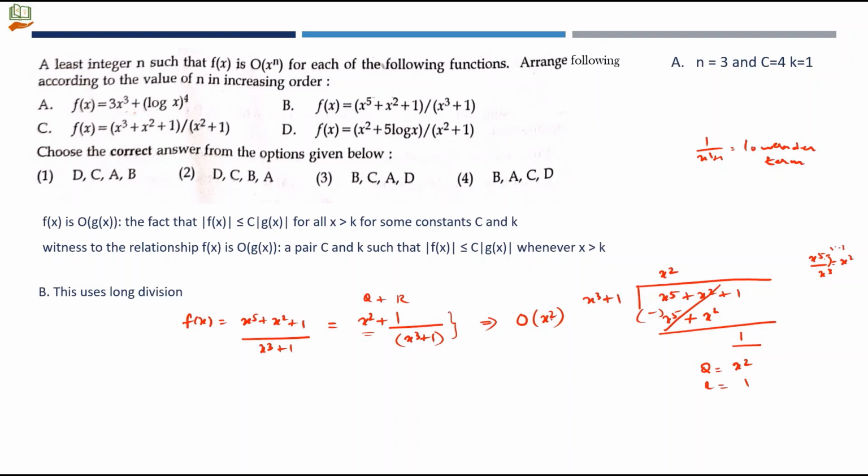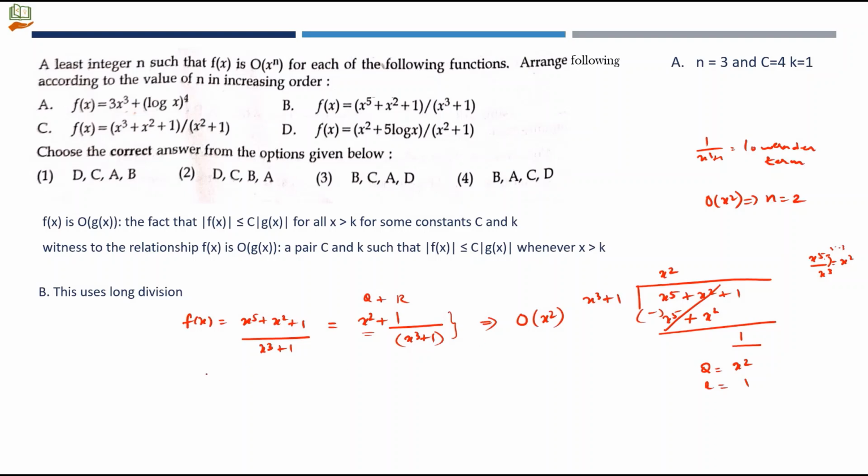So from x power 2, what is evident? From big O of x power 2, we know n is equal to 2. So we have got previously n is equal to 3 and this is n is equal to 2. This is what we have to find. I will tell you how to do for c and k now.